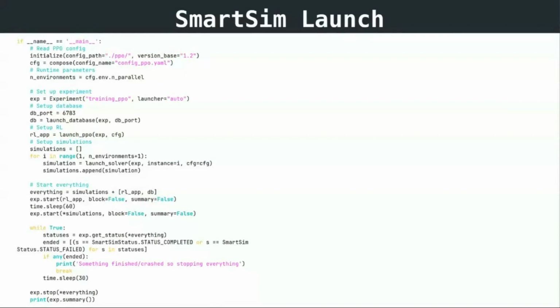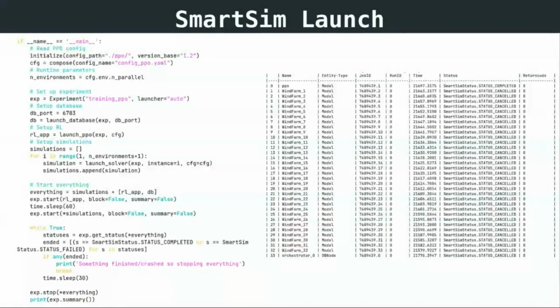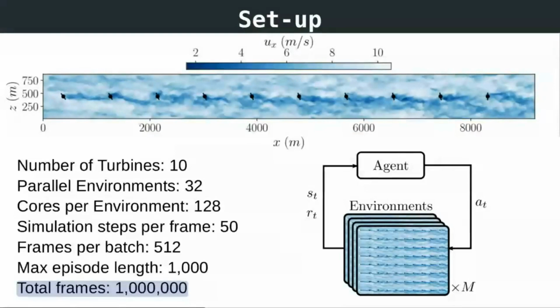And then we monitor them all, and if anything stops, we stop everything else. So we're not wasting anything if anything goes wrong. And you can see the output we get from this at the end is we have our PPO reinforcement learning algorithm, and then 32 wind farm environments all running at the same time, and an orchestrator that allows us to use the SmartRedis database to interact between those environments and the RL algorithm.